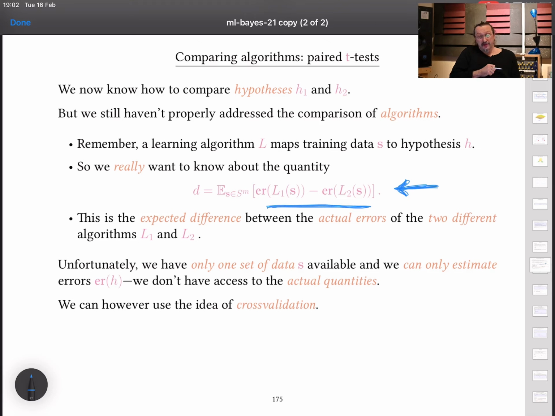Now, unfortunately, of course, in practice, we only ever have one set of training data available, namely S. And we can only estimate the actual generalization errors. Okay, we can only estimate the generalization error of H by doing what we've been doing all along, taking an actual measured average using a test set. We don't have access to the actual quantities, but we do have access to the idea of cross-validation.